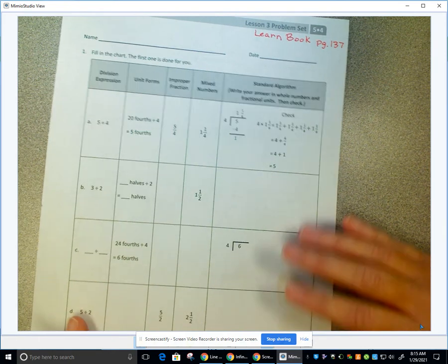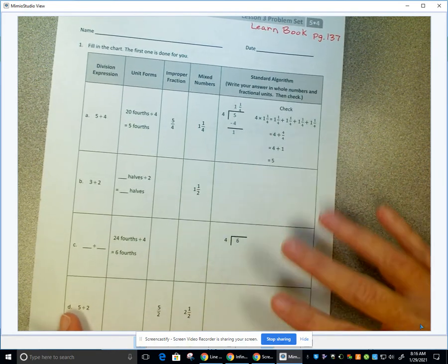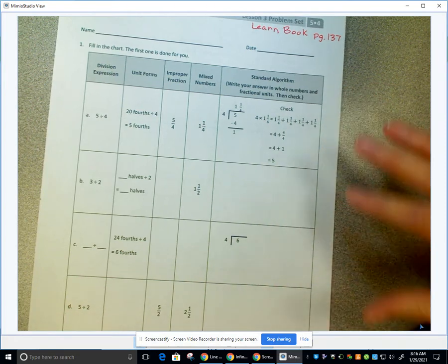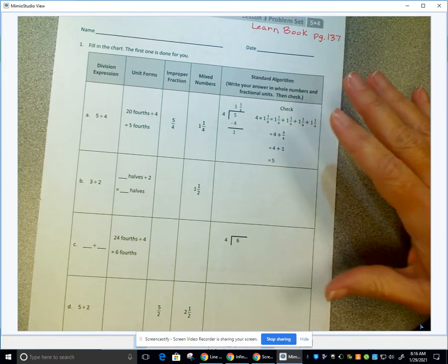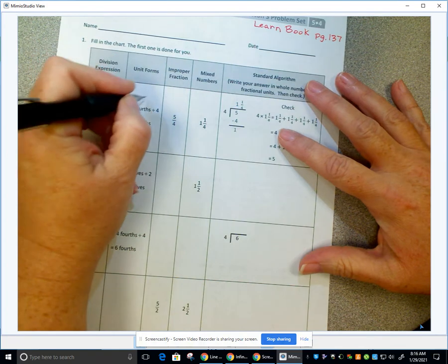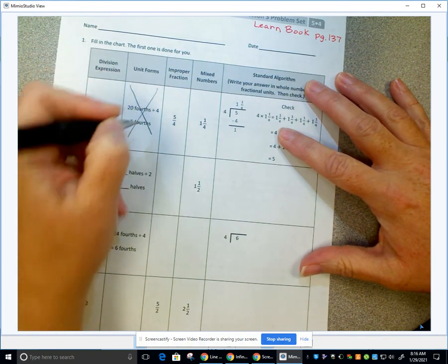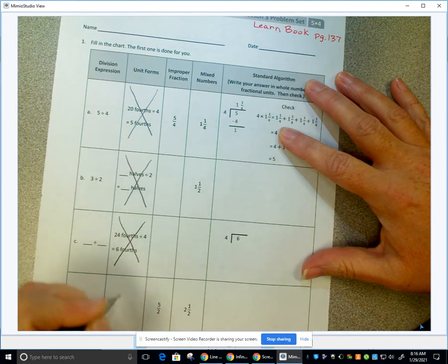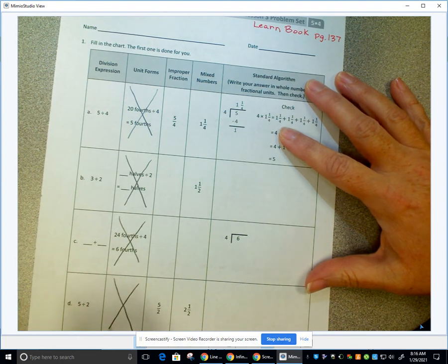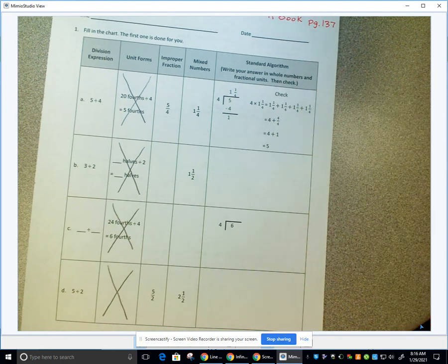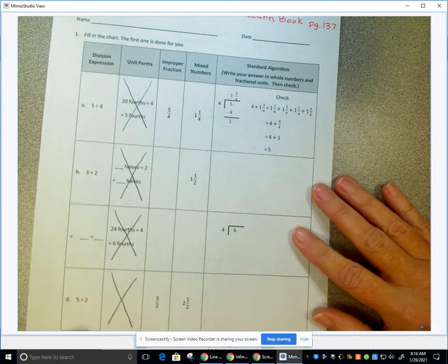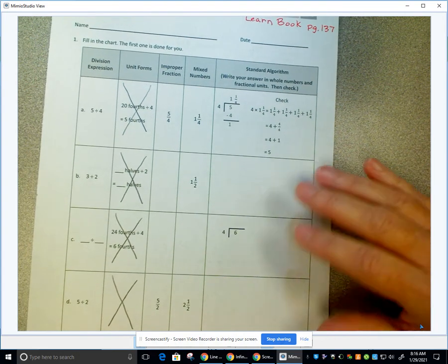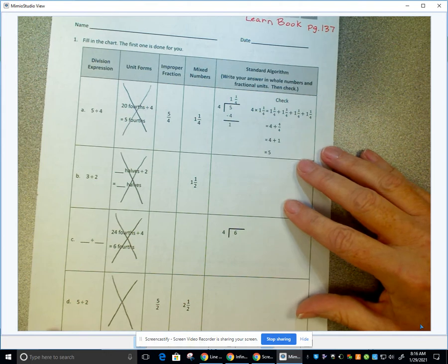So what we'll do today is fill in this chart, and then we're going to look at the other side of this page. Now, what I'm going to do first is X out this column, because this is really not a column you'll ever use. So I'm going to X it out for the sake of time. Okay, let's go ahead and look.